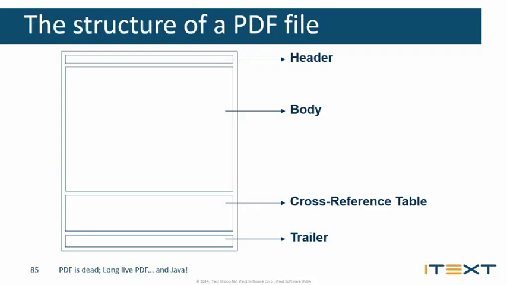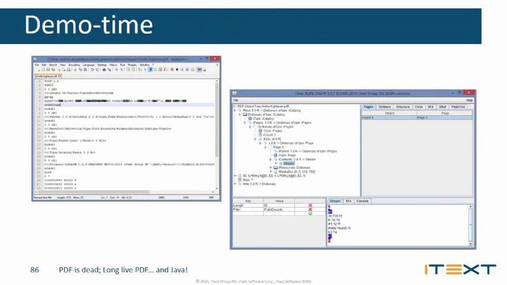Very basic. A PDF usually, well, there can be more parts, but for the sake of simplicity, let's say that a PDF consists of 4 parts. You have a header part, a body part, a cross-reference table, and a trailer. And to illustrate this, I'm going to switch places with Raf, and I'm going to look at some PDFs. Switch.